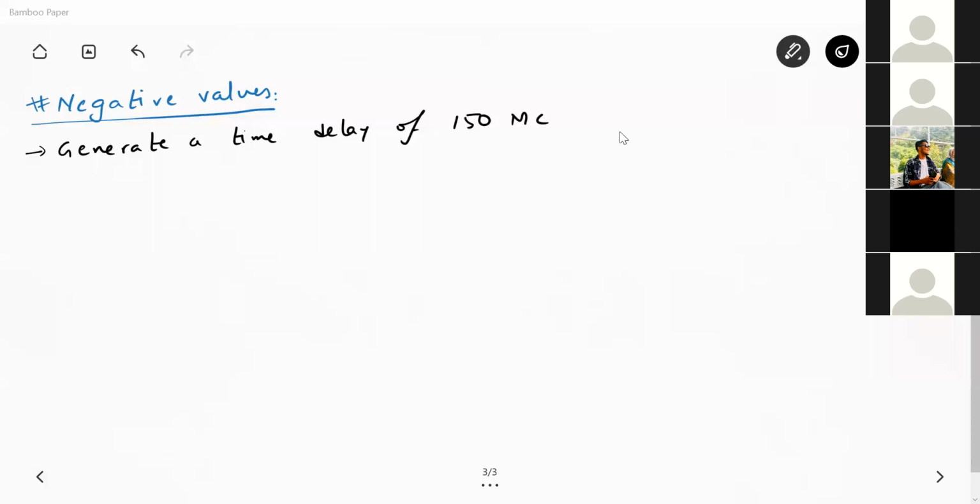All right. So the question is for 98. Say you are given a task to generate a time delay of 150 machine cycles, right? So what should be loaded in TH? That is the question. What value should be loaded in TH to generate a delay of 150 machine cycles? Can you find it? How can we calculate the value? Do you know the steps?